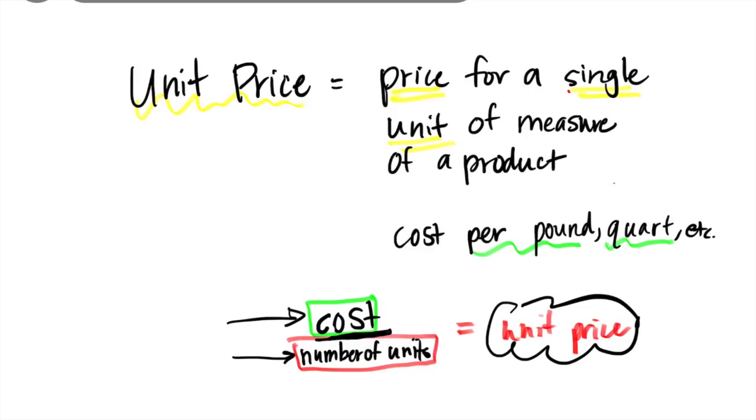So in this lesson, we learned about finding the unit price. And a unit price is the price for a single unit of measure of a product. And to do this, you take the cost over the number of units. And when you can find the unit price, this allows you to make some comparisons, and it allows you to see what the better deal is when purchasing different products.